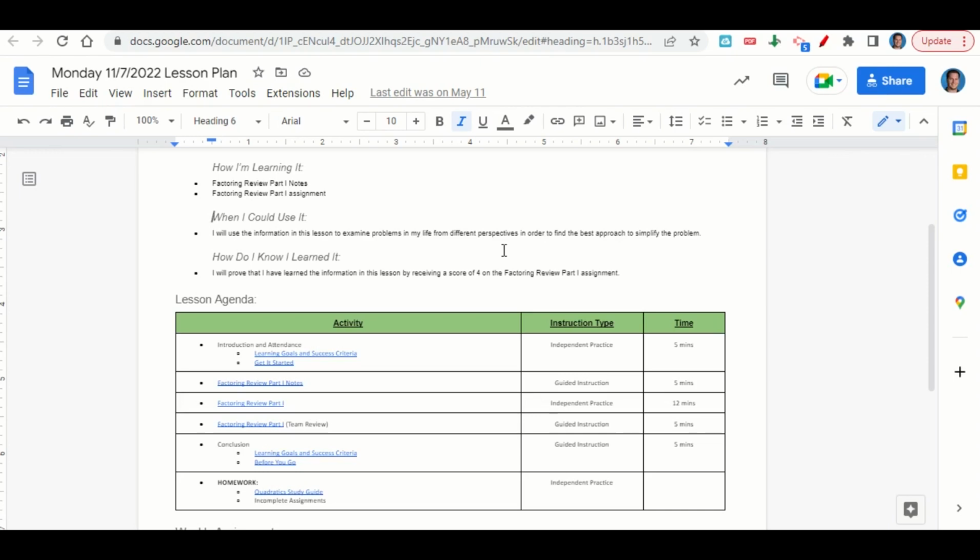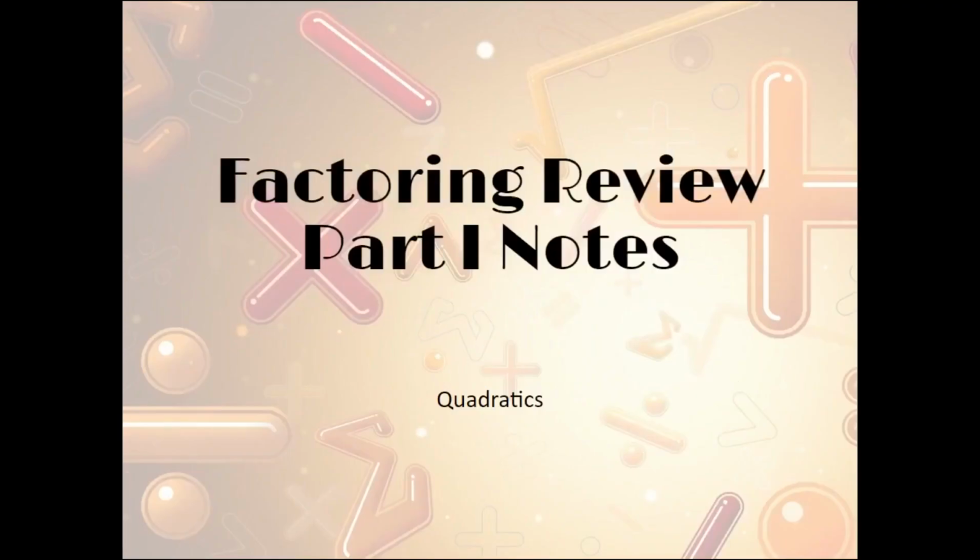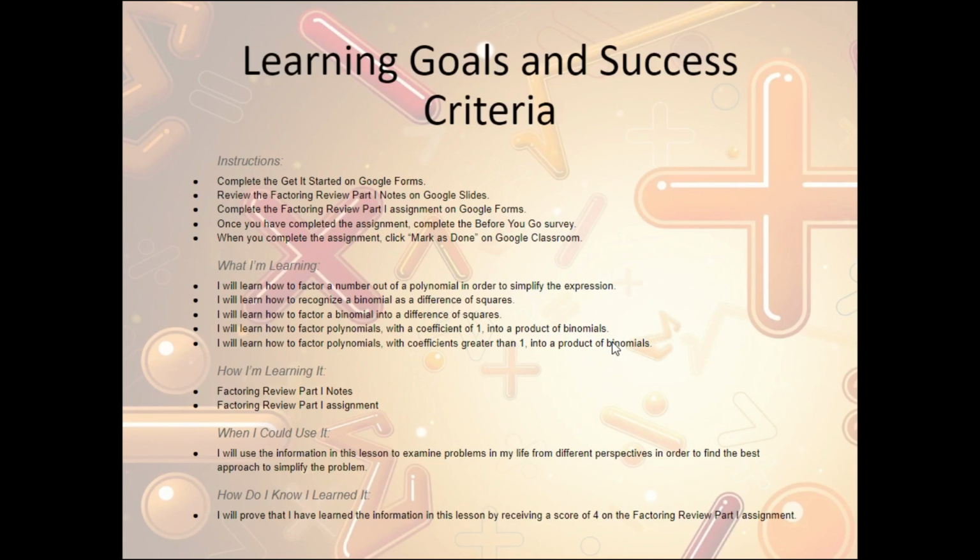At the end of class, we'll go back over our learning goals and success criteria while you fill out your Before You Go. Your only homework for tonight is to continue working on the quadratic study guide and any incomplete assignments that you may have. Let's take a look now at the Factoring Review Part 1 notes. The notes begin with the learning goals and success criteria.